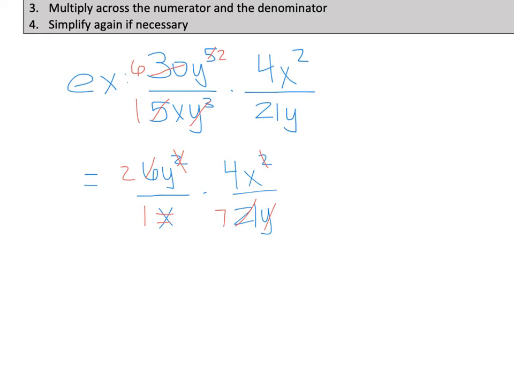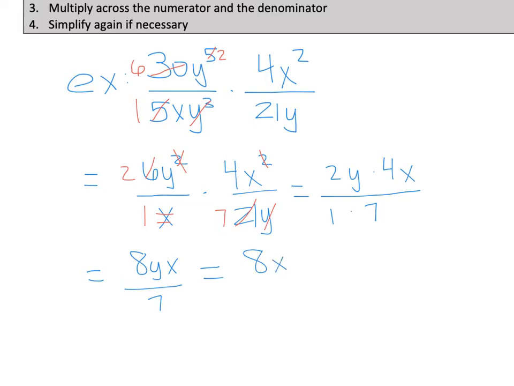We've done all the canceling that we can, so now we multiply across the numerator. We have 2y times 4x in the numerator. In the denominator, we have 1 times 7. Multiplying where we can, we end up with 8yx over 7. And if you're like me, you're going to want to put the x first, so 8xy over 7.